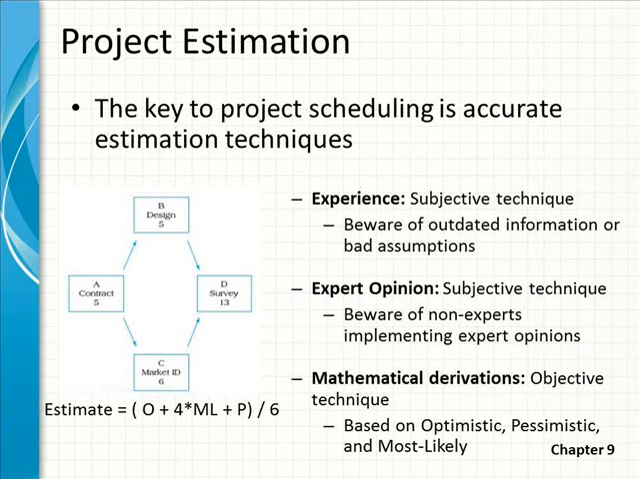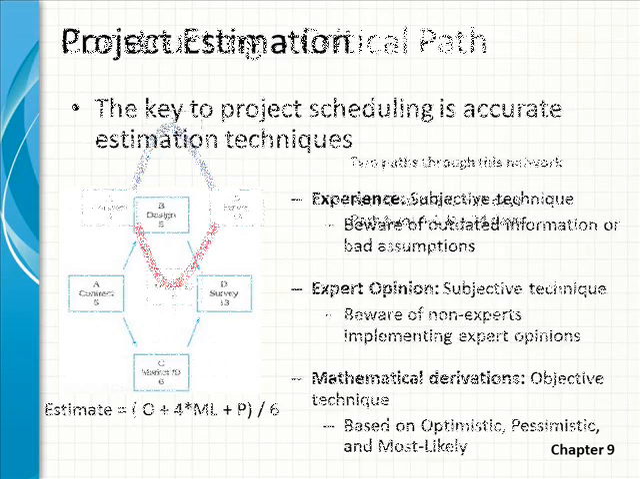Another concept described in the book is project estimation, and that is really and truthfully the key to project scheduling accuracy. You have a number of different techniques for project estimation. You could base it on experience: I've done something similar in the past. You can bring in experts, again another subjective technique, and then you can have mathematical derivations, which is more of an objective technique based on optimistic, pessimistic, and most likely estimates of activities.